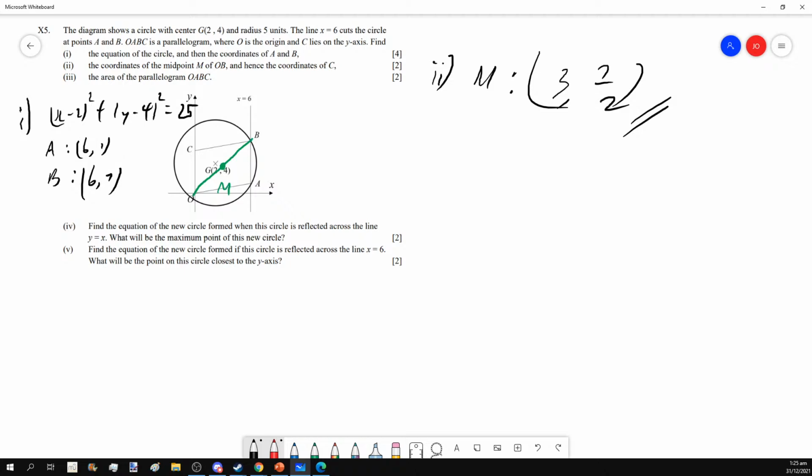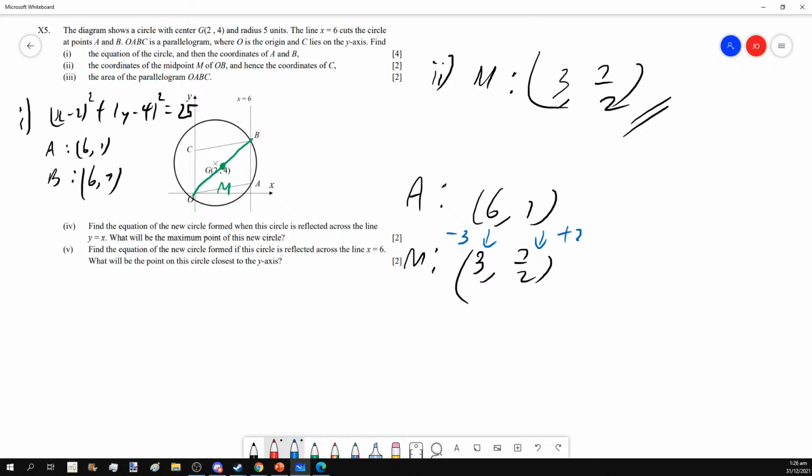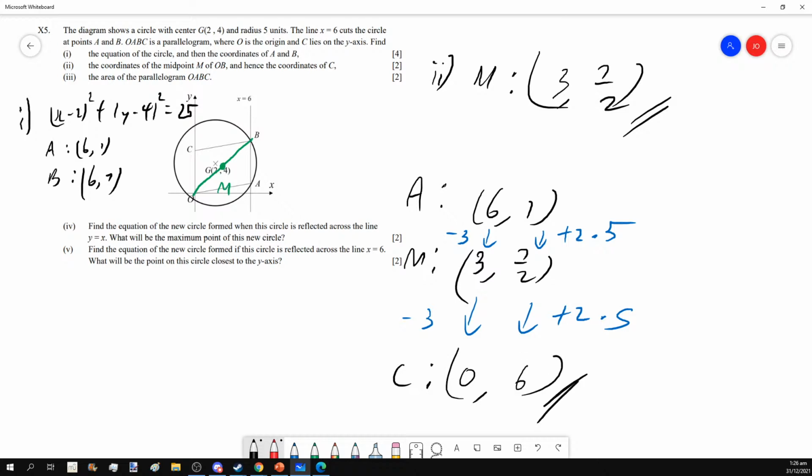Afterwards, they say hence find the coordinates of C. A is currently 6, 1, and M is currently 3, 7 over 2. So the journey taken must have been 3 steps backwards, and then afterwards 2.5 steps forwards. So I will simply need to perform this journey a second time, and this will give me the coordinates of C, which in this case will be 0, let's see, 3.5 plus 2.5 is 6. And we are done.